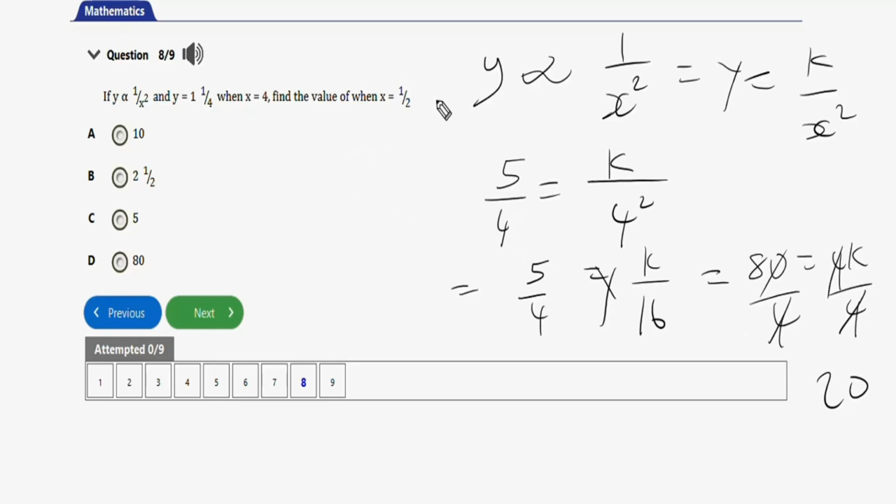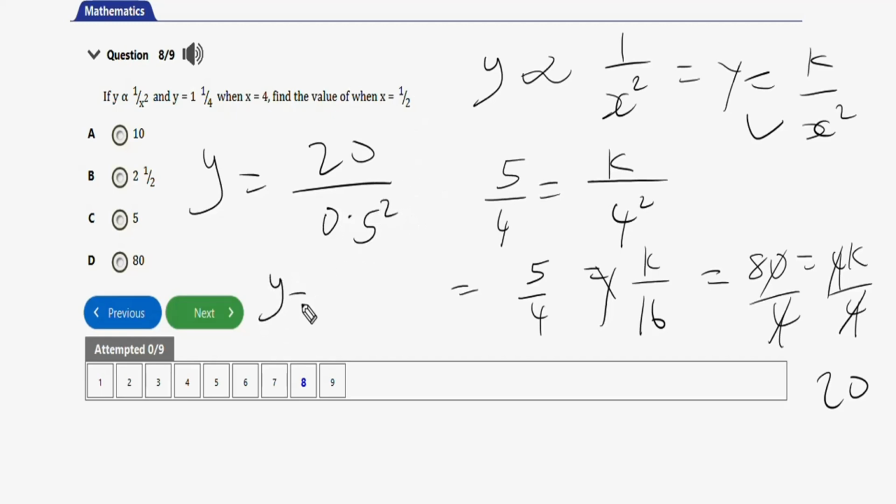So now that we have the value of k to be 20, we have to find the value of y when x is half. From this relationship, y equals k over x squared, so our k is 20 over, our x is half, so it will be 0.5 squared.